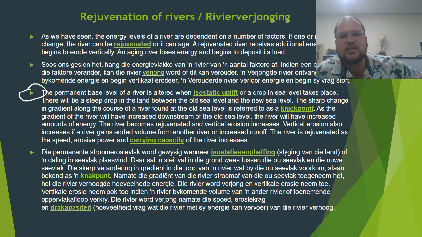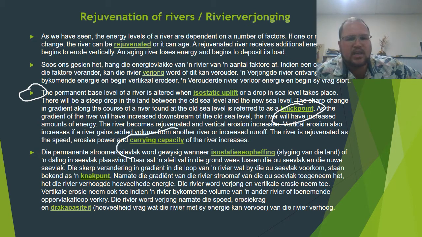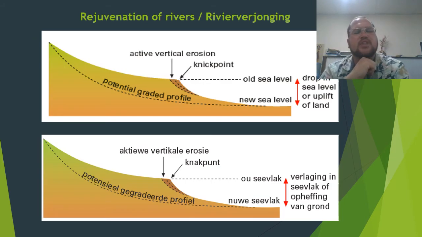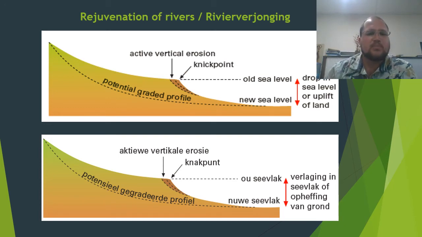On that area, the point where the low and high meet will be the nick point, and the carrying capacity is talking about the amount of solids or particles or silt being carried in the water. So if we look at the rejuvenation of a river, we can see the potential graded profile here. We can see the nick point here, and the active vertical erosion, it's eroding away.